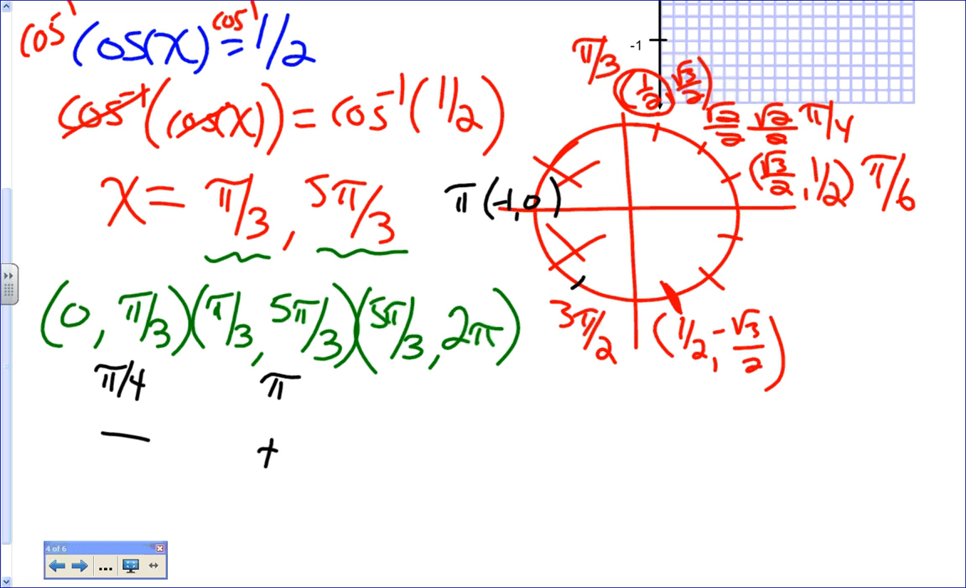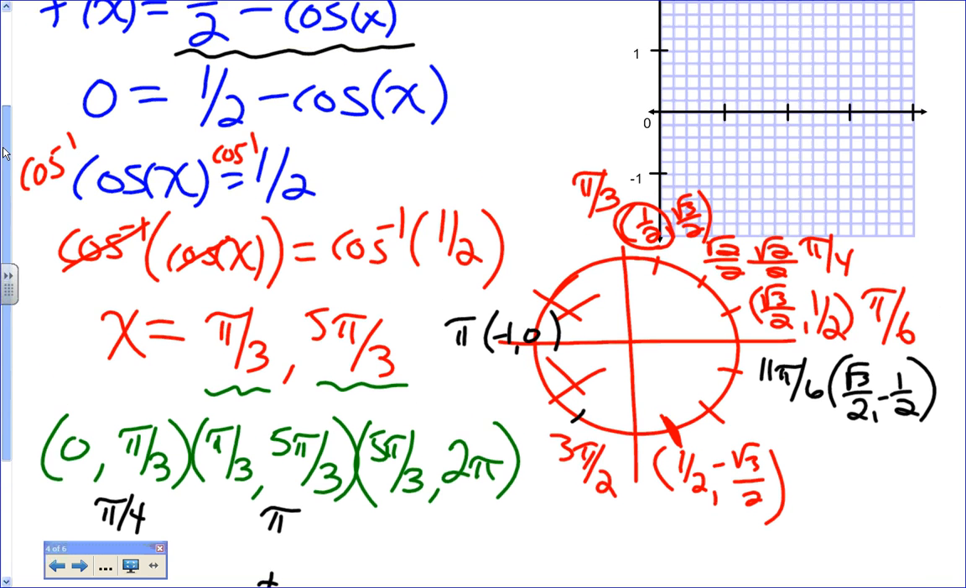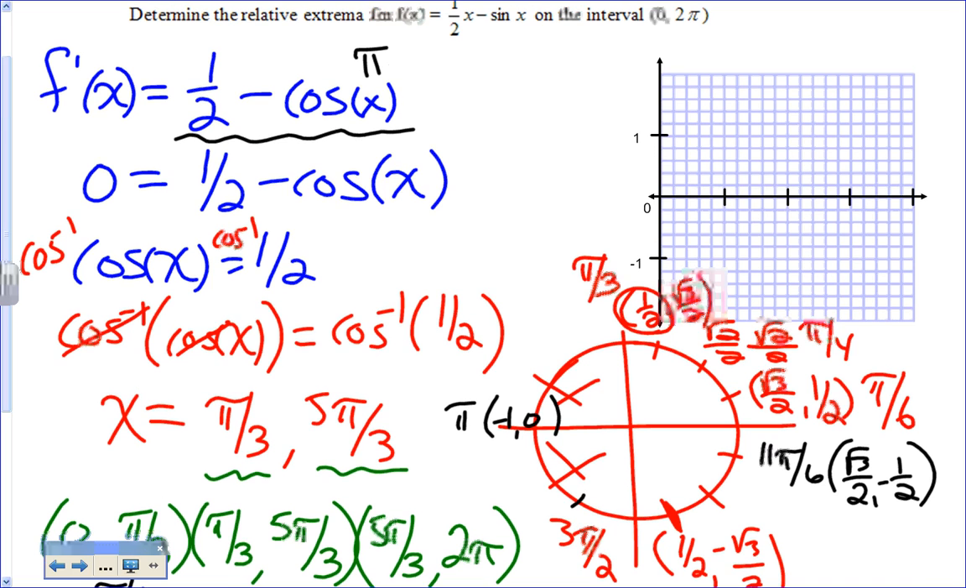Okay, so in other words, he wants to try this one. Okay? And that one there is, right? And so we're going to try 11 pi over 6. Cosine at 11 pi over 6 is square root of 3 over 2, which is about 0.866 in decimal form. And so it's 1/2 minus that. So negative.